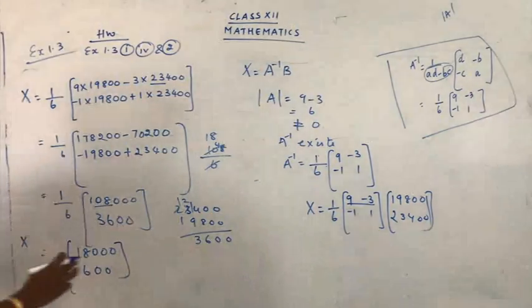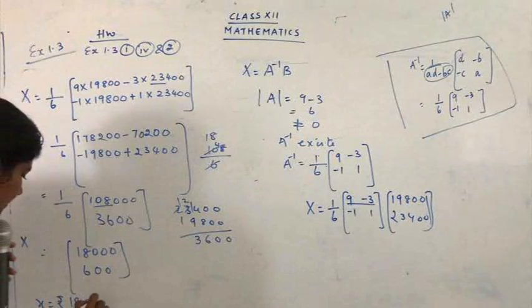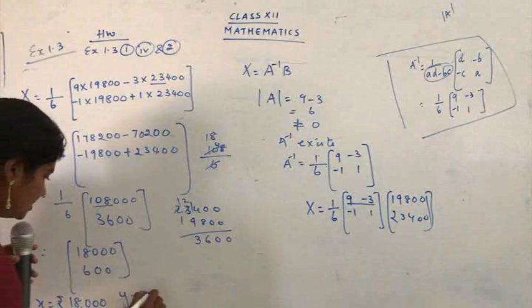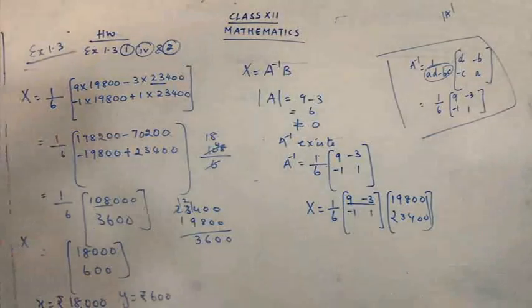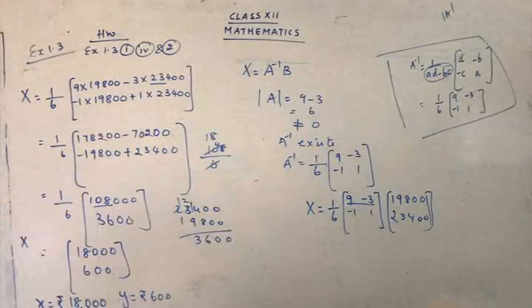So this is our x and y. So x is equal to rupees 18,000 and y is equal to rupees 600. So what is the starting salary of the man? The starting salary is rupees 18,000. And what is the annual increment? He is getting an increment of rupees 600 at the end of every year. So now let's write the final statement. We have found the value for x and y, so our work is to write the final statement.